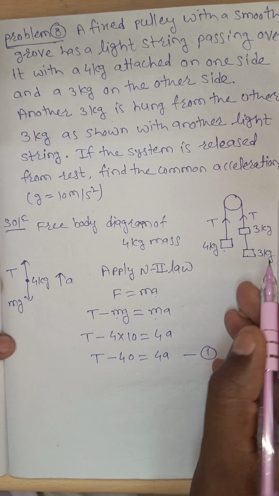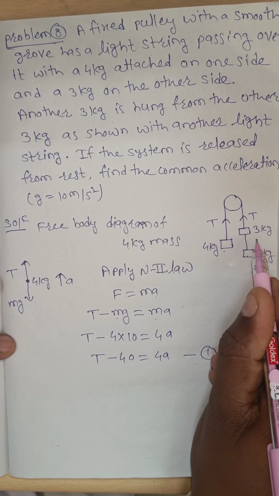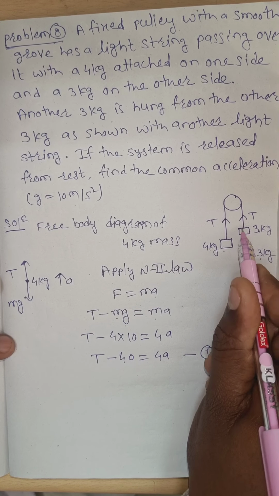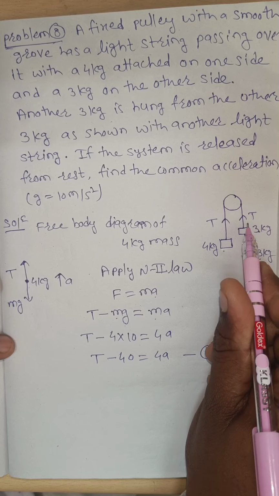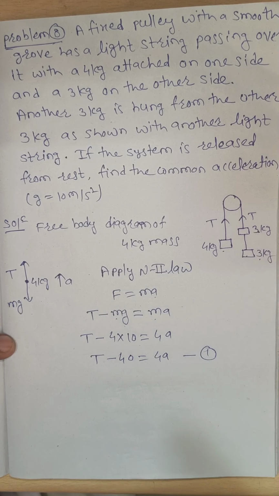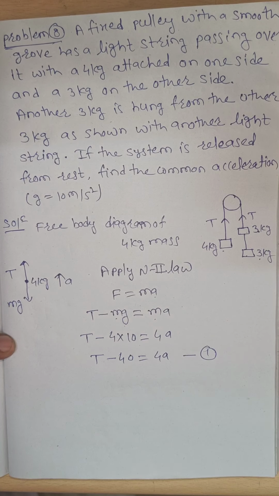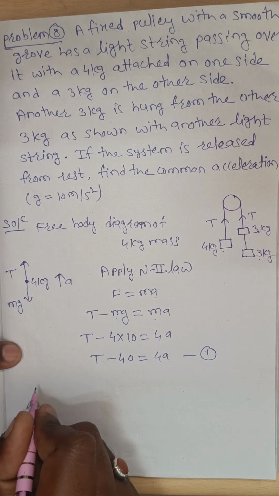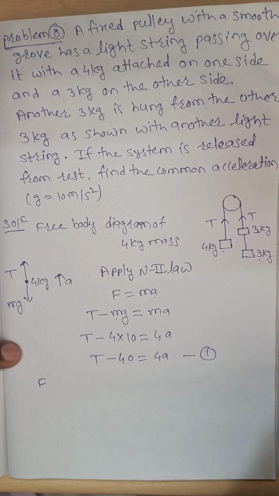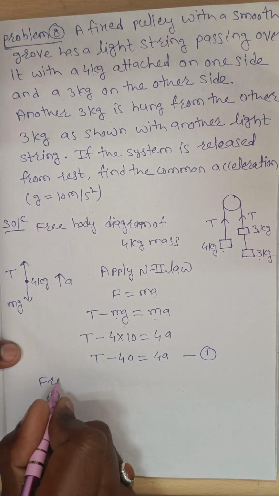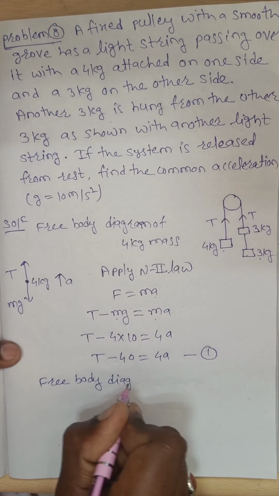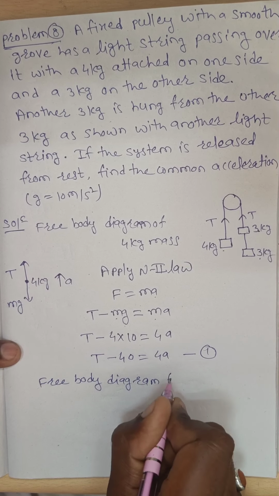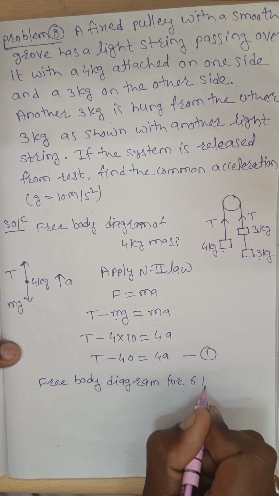Now similarly, combining, this is 3 kg and this is 3 kg, which means on the right hand side a 6 kg mass is attached on a string. Therefore we have to draw a free body diagram for the 6 kg mass.